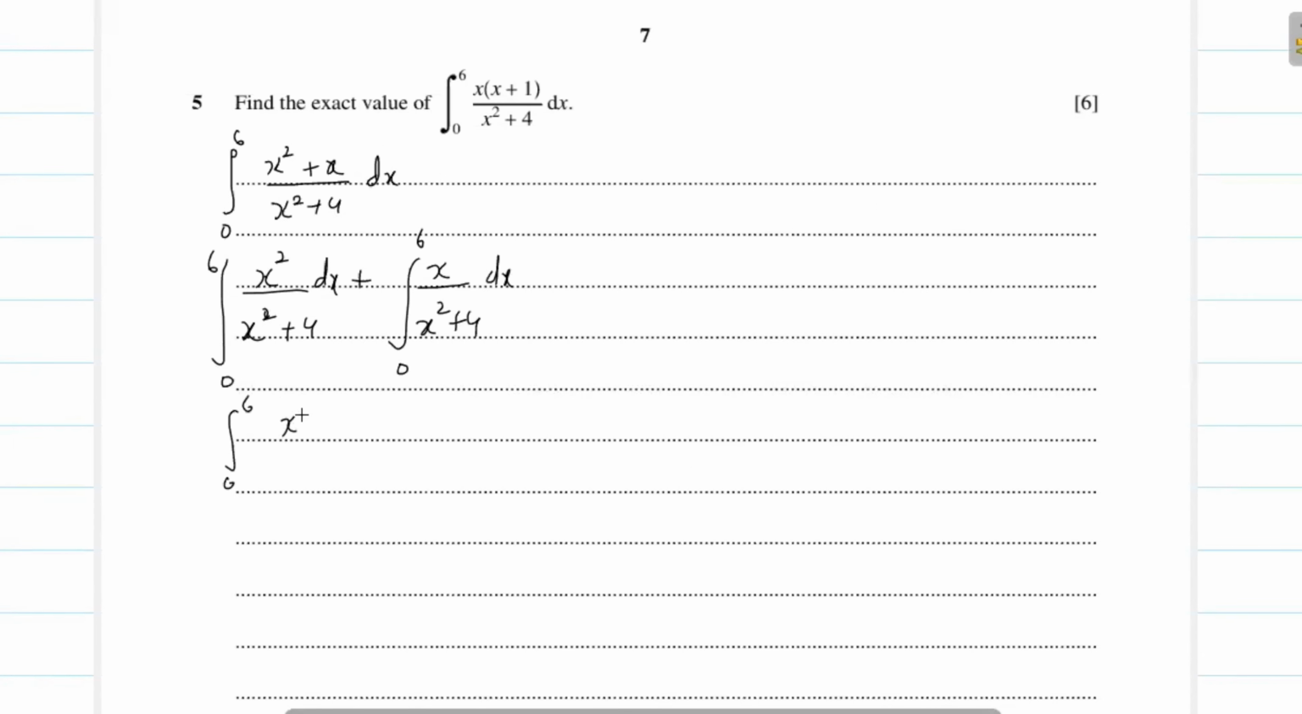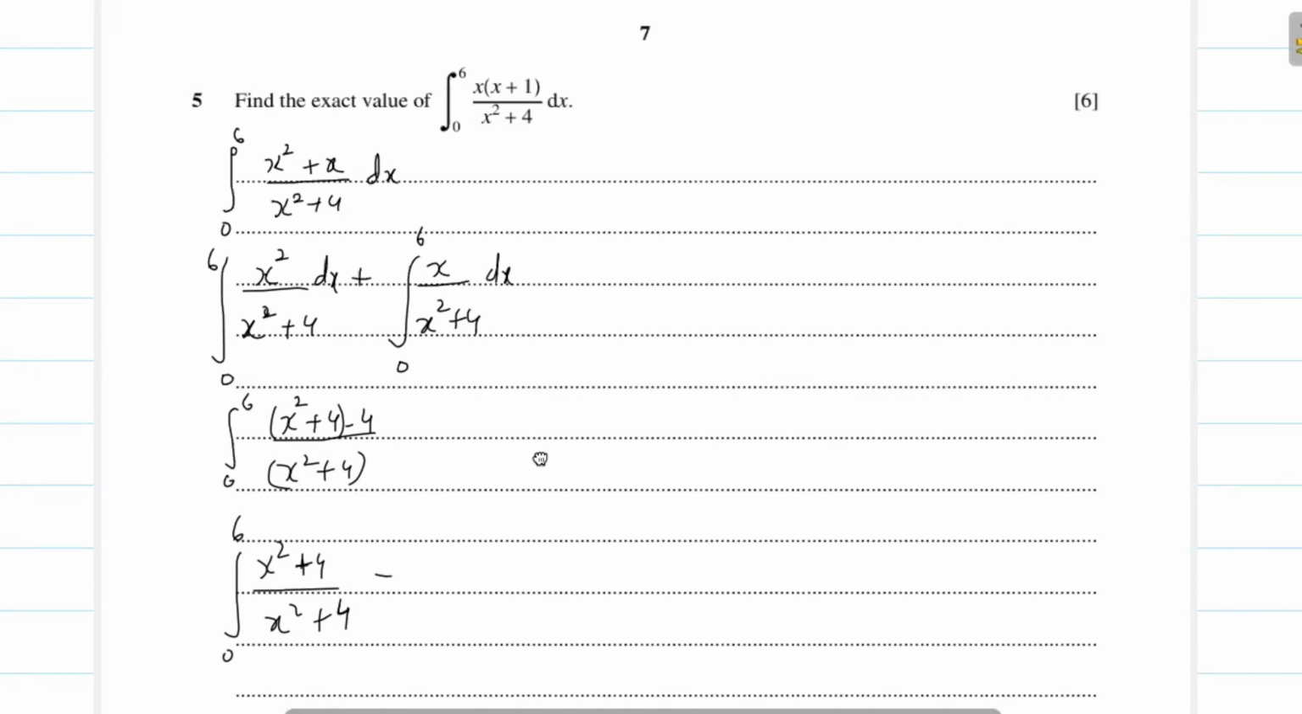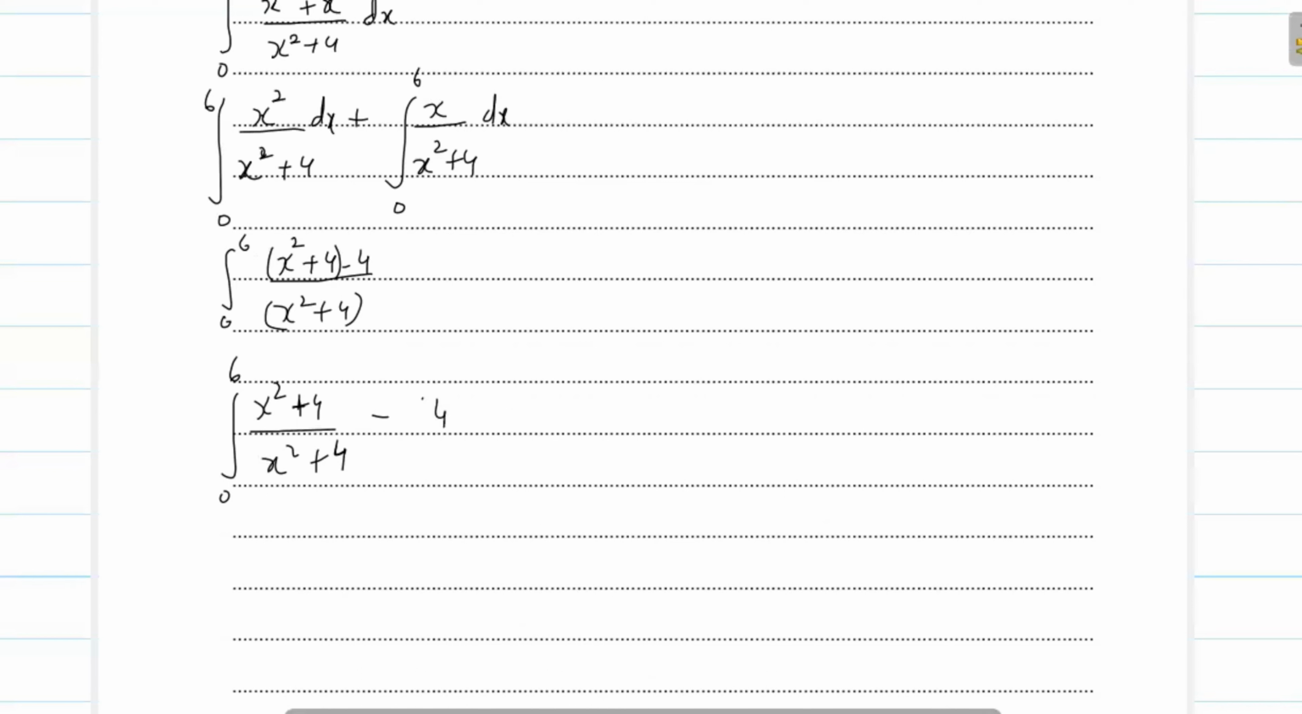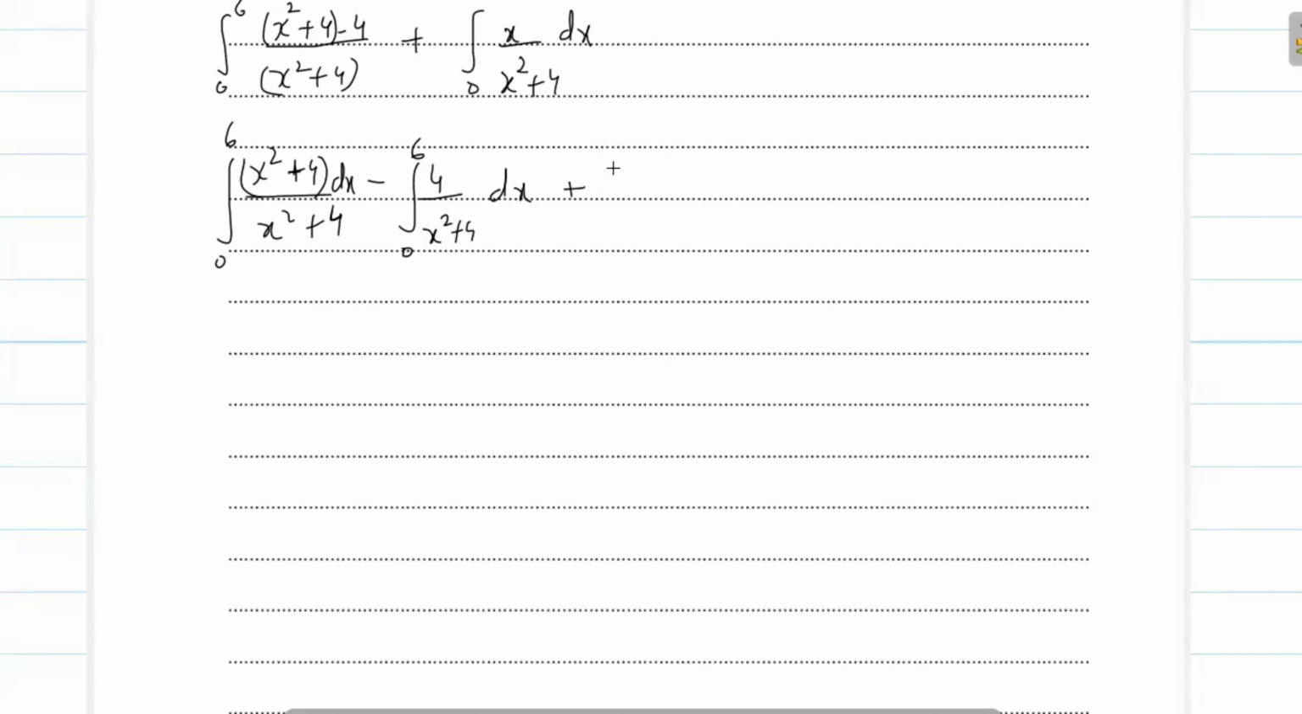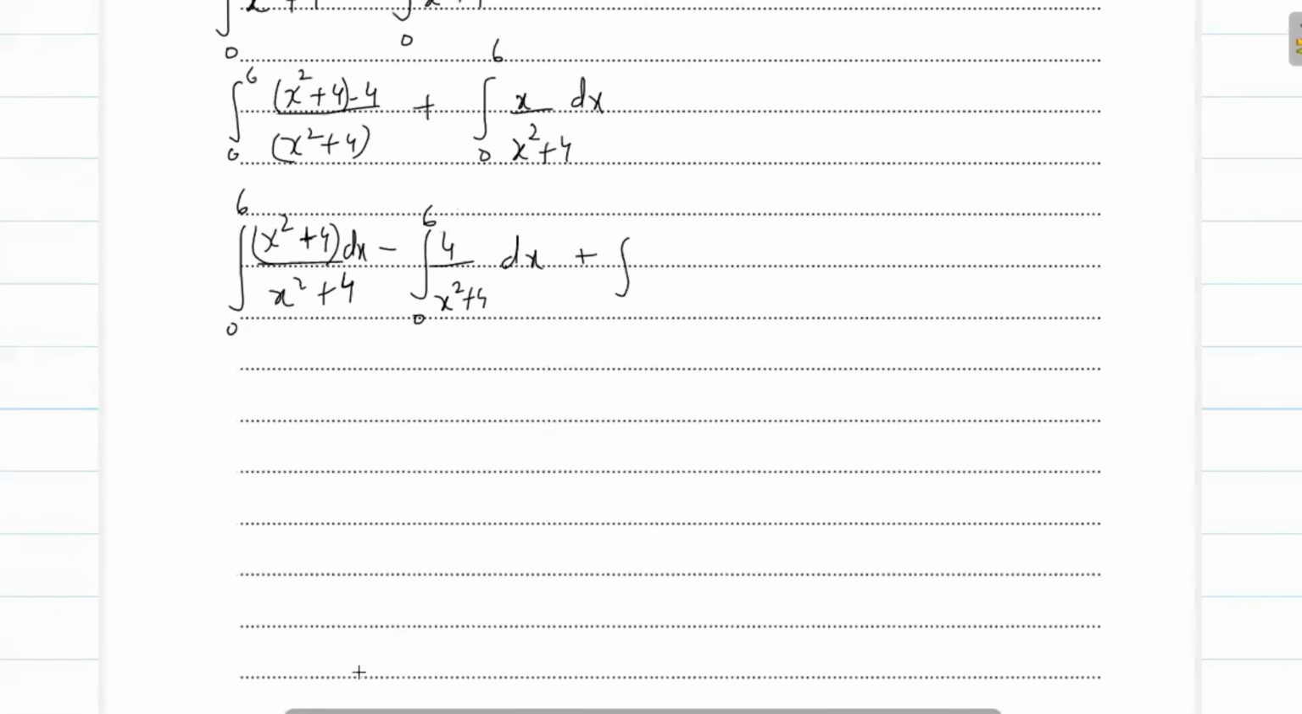We convert the improper fraction into a proper fraction if we write x² + 4 − 4 over x² + 4. This can be written as the integral from 0 to 6 of (x² + 4)/(x² + 4) minus 4 times the integral from 0 to 6 of 1/(x² + 4) dx, and the other term is the integral from 0 to 6 of x/(x² + 4) dx.